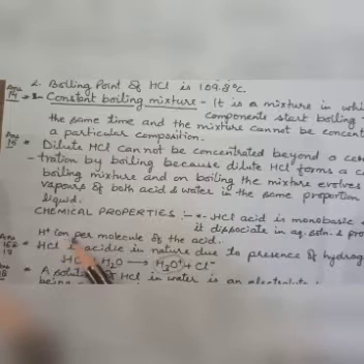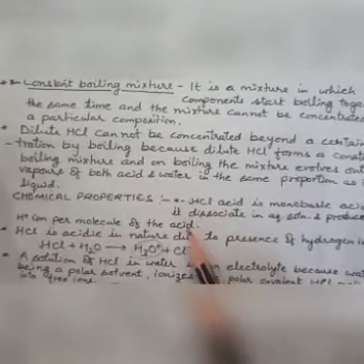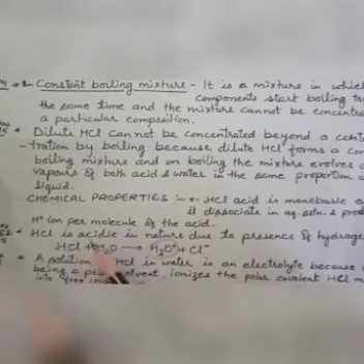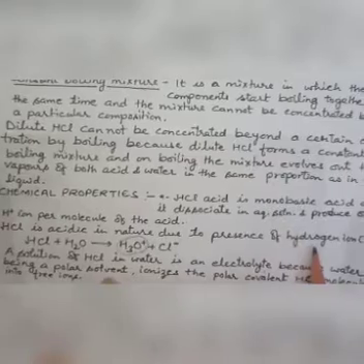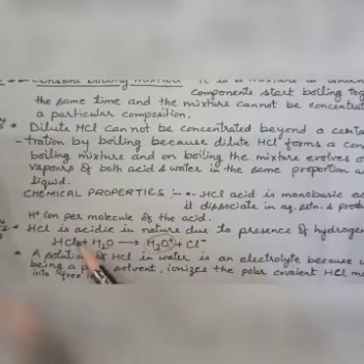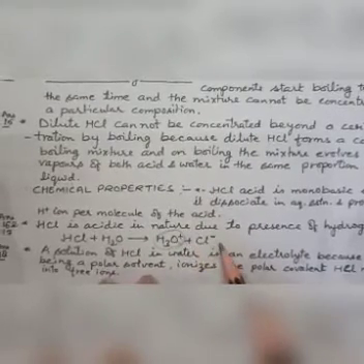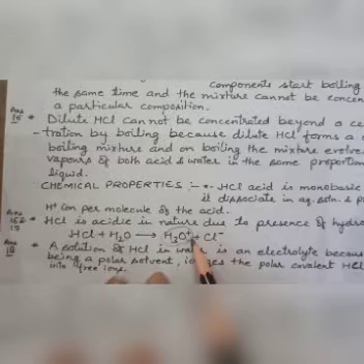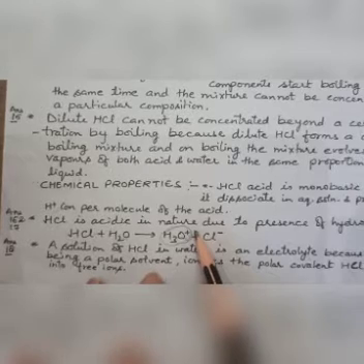One hydrogen ion per molecule of the acid. Now next, hydrochloric acid is acidic in nature due to the presence of which ions? Hydrogen ions, or you can say hydronium ions. When hydrochloric acid is dissolved in water, it gives you hydronium ion and chloride ion, and just because of this hydronium ion, or you can say hydrogen ion, it has acidic properties, right?